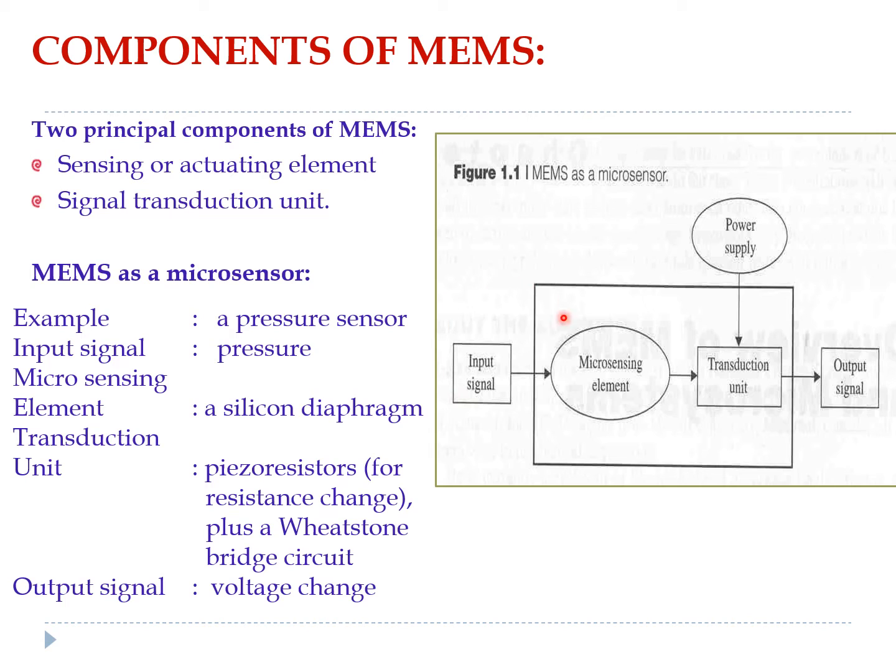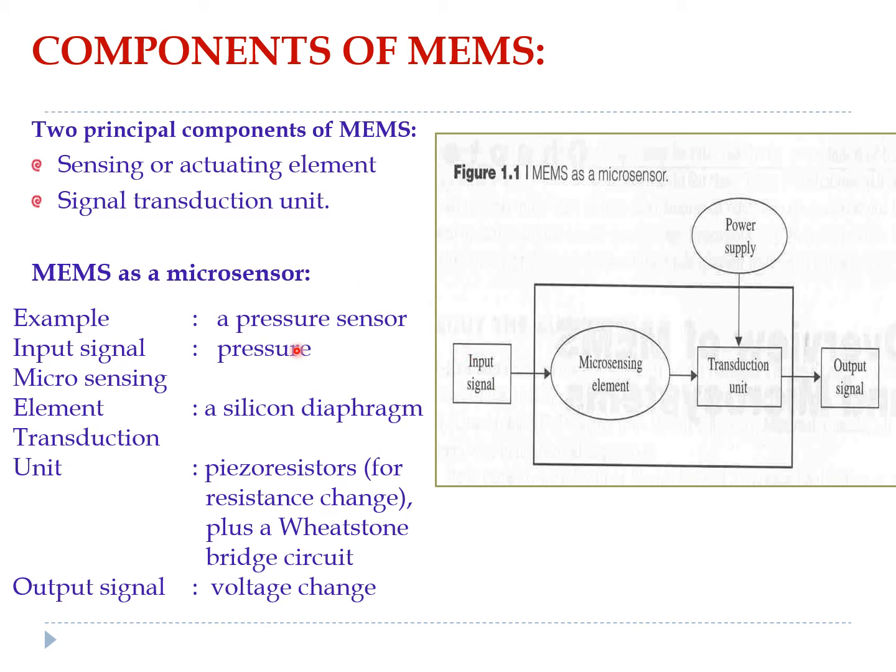That is, we have an input signal. That input signal will be sensed by the micro sensing element, and the sensed quantity will be transduced into a particular electrical event for the reading, and that is sent to the output signal. For example, take a pressure sensor as an example. For a pressure sensor, the input is a pressure.